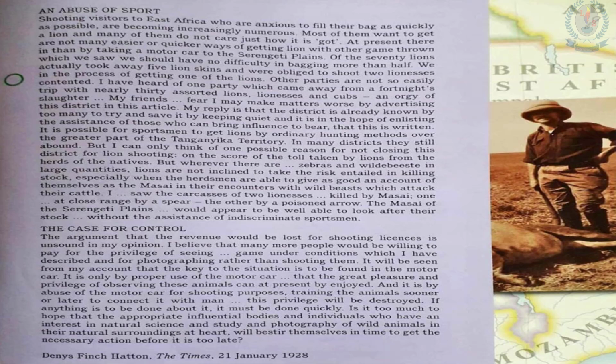Next part. But I can only think of one possible reason for not closing this district for lion shooting, on the score of the toll taken by lions from the herds of the natives. So the writer is providing reasons for not closing this district for lion shooting. Why is that? Sometimes it can be because of the number of deaths taken by the lions from its natives, like zebras and other wild beasts. Because animals like lions survive by hunting other animals.